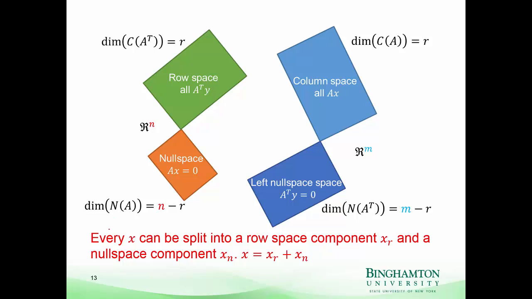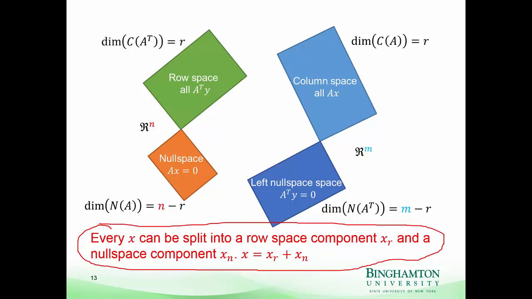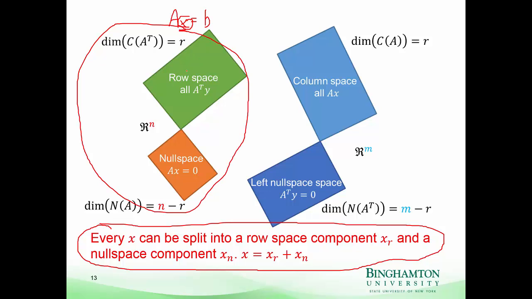And here's the big idea. I really should have put this in a yellow box because this is a big idea. Every x, so remember we're talking about Ax equals b. A is m by n, so x is n-dimensional. So the x's are lying over in this space. And remember, these two spaces work together to essentially build the whole Rn because they're orthogonal complements of each other.